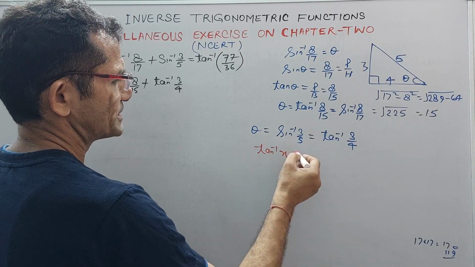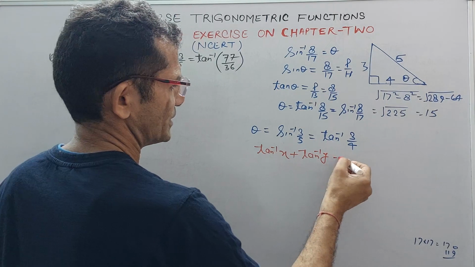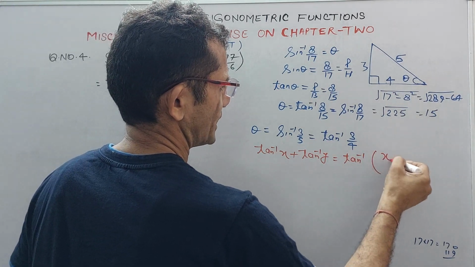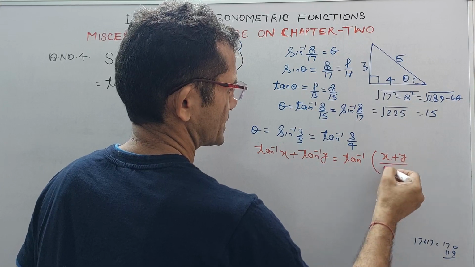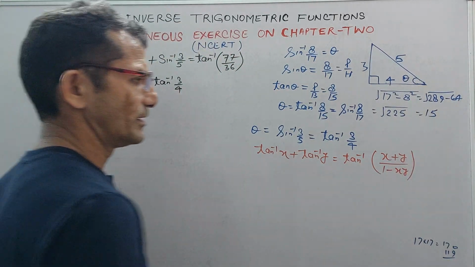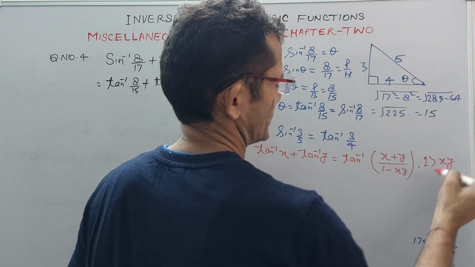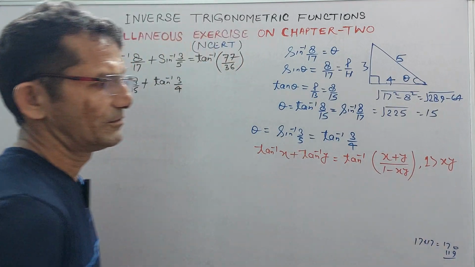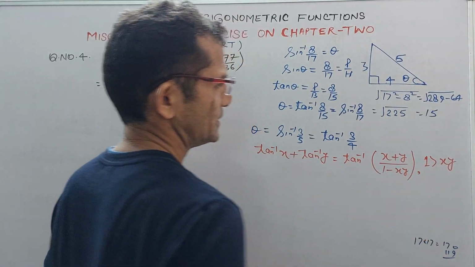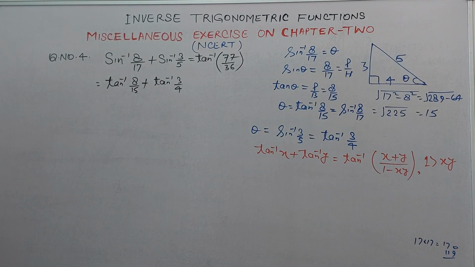tan inverse x plus tan inverse y is equal to tan inverse of x plus y divided by 1 minus xy. This formula is valid only when the product xy should be less than 1. You can only use this formula when 1 is greater than this. So let us check whether we can use it here or not.